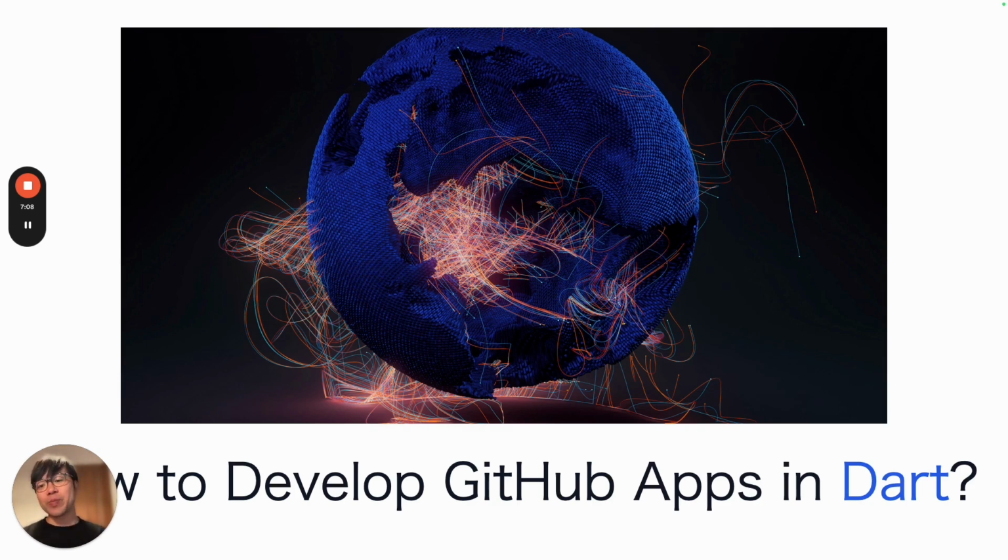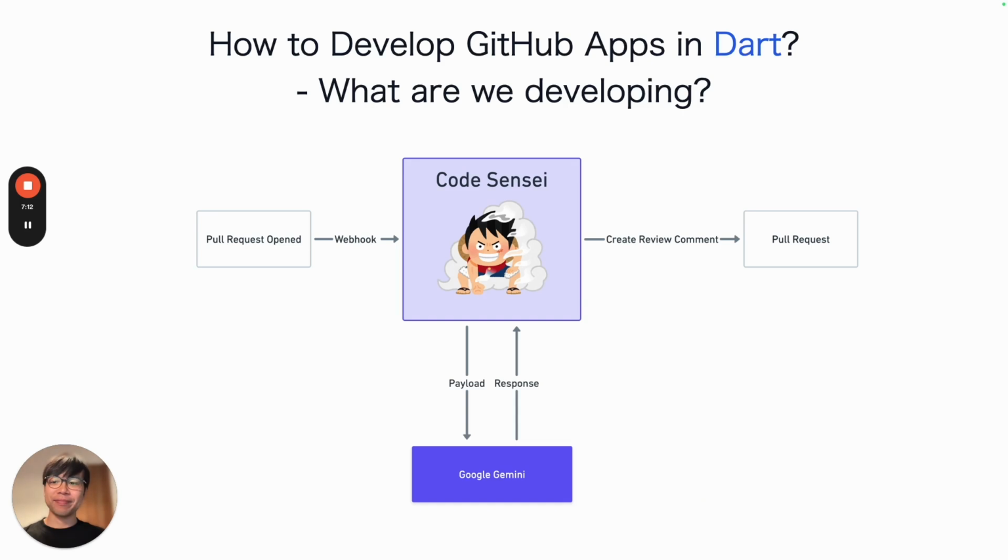Finally, I will explain how to develop GitHub Apps in Dart. To understand how to develop GitHub Apps in Dart, it's essential to write code. So this time, we will create a GitHub app called Code Sensei, which is an automatic code review bot, similar to Code Rabbit. By the way, the word sensei in Japanese means teacher, so this is called Code Teacher.